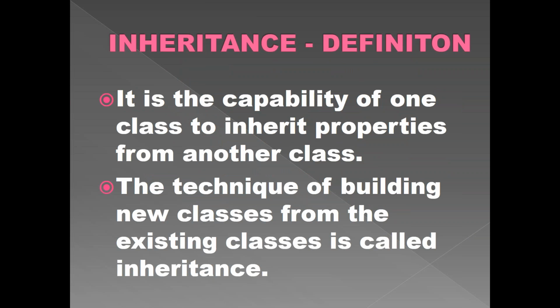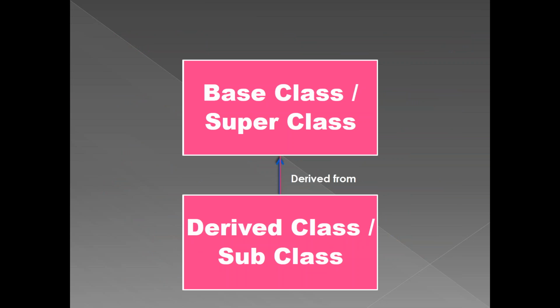So, inheritance definition. You understand that it is a capability of a class to inherit properties from another class. Okay. Next, the technique of building new classes from an existing class is called inheritance. Now you understand this also.